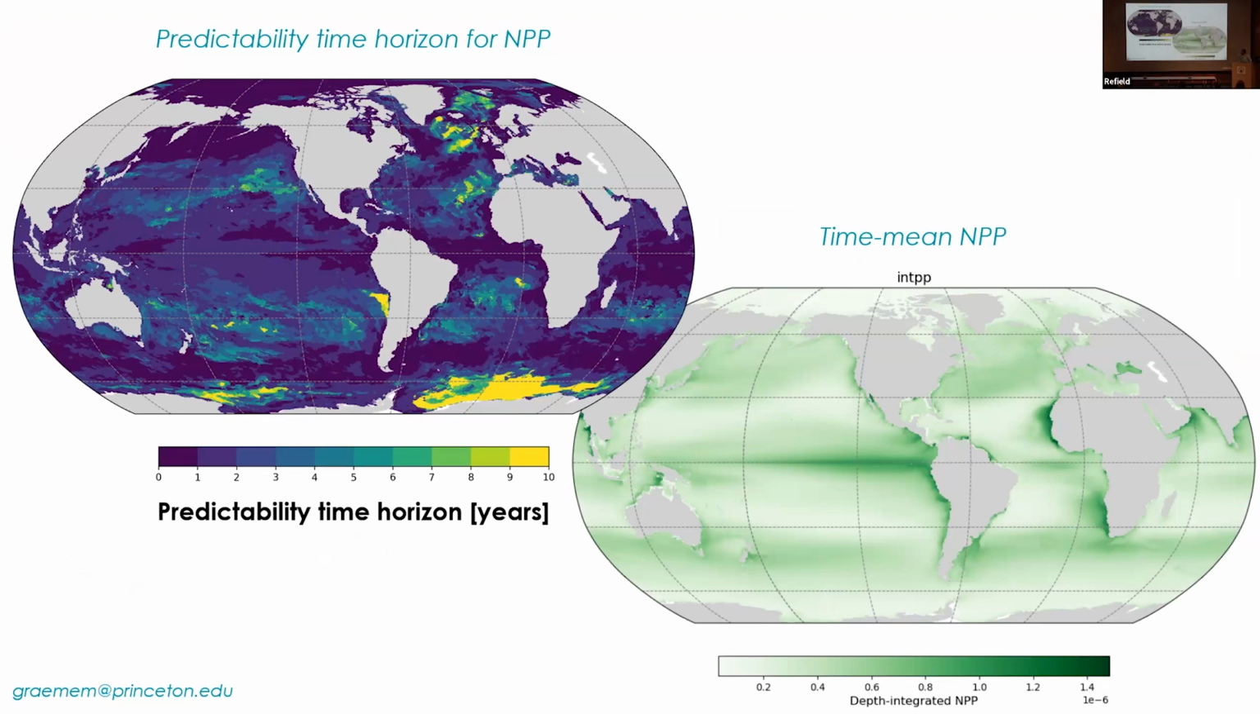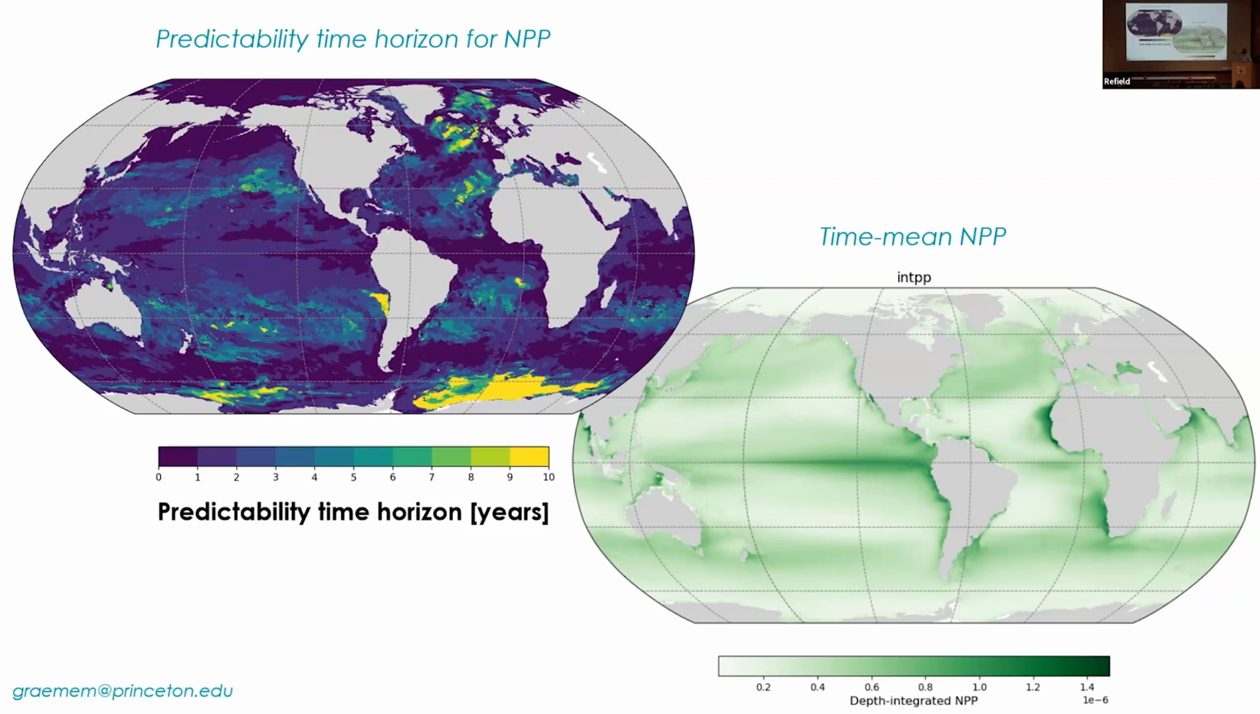This is a global map of the predictability time horizon, so the time at which the PPP drops below the threshold. The PPP is smoothed to take out some of the seasonality, and then the time at which it drops below the threshold is what's plotted here. You can see that in certain regions, we get a very long timescale of predictability, up to a decade and beyond. The simulations themselves are only a decade long.